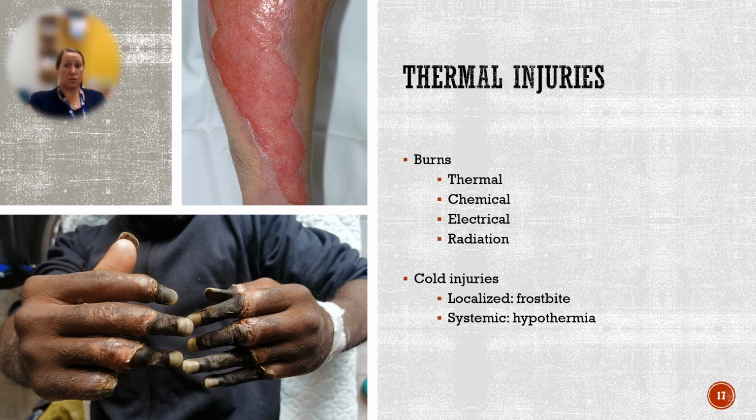Hypothermia is a medical emergency and is not discussed in detail right here, but we will possibly discuss it later on. Again, cold-induced injuries can either be local or systemic. Severe cold affects all organs and systems, and especially the central nervous system and cardiovascular system.